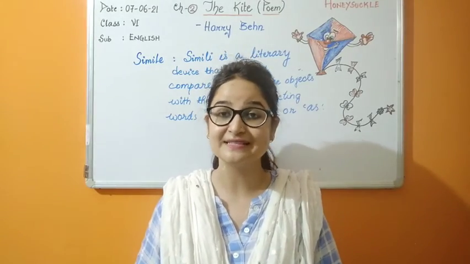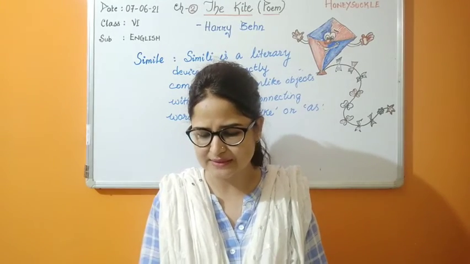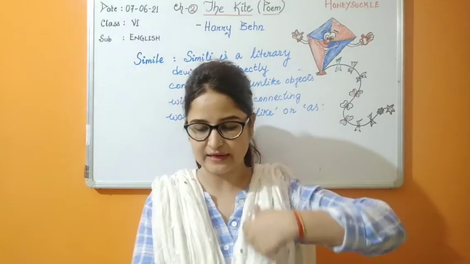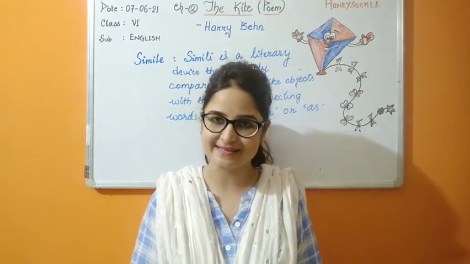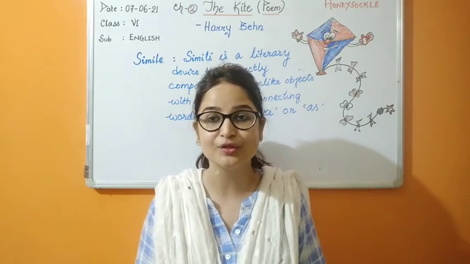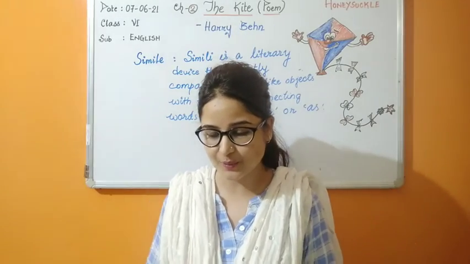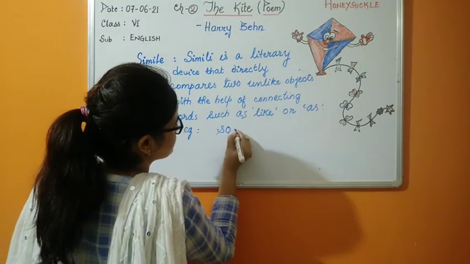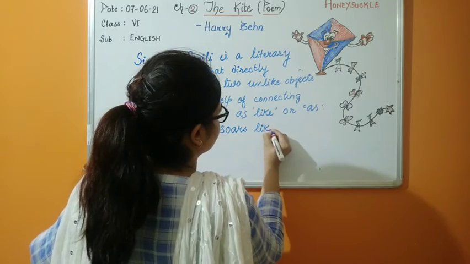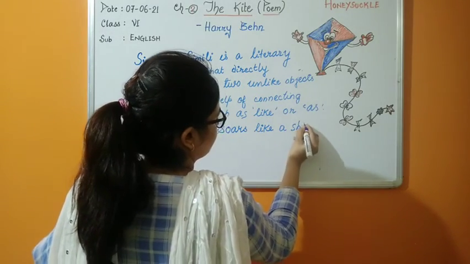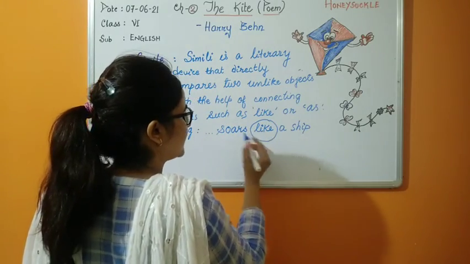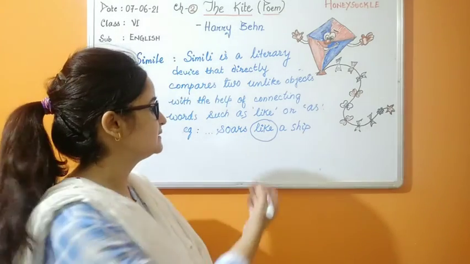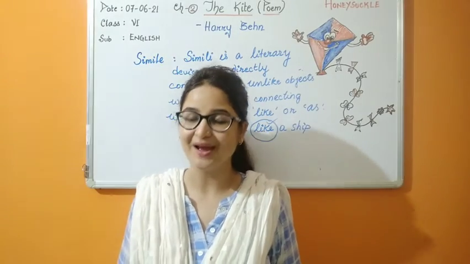So here we see also in the text, you can find one in the third couplet, in the fifth line: then soars like a ship with only a sail. Here the kite's movement is compared with the ship's movement. In the text you can see the word soars like a ship. Here the word like is used to compare the movement of the kite with the movement of the ship. So such comparisons are called simile. Okay, I hope it's clear.